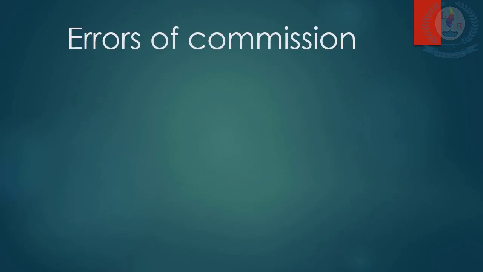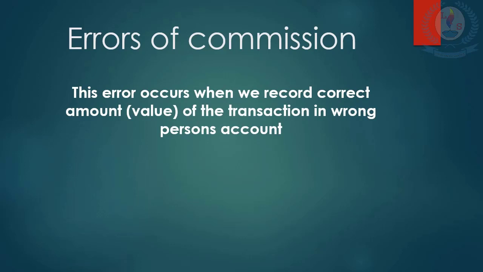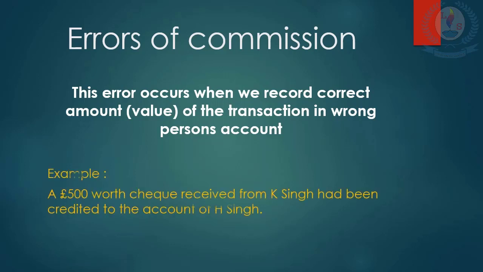errors of commission. This error occurs when we record the correct amount of the transaction in the wrong person's account. You have recorded the transaction, the amount is also correct, but you have recorded it in the wrong person's account. Example: a 500 worth check received from K Singh had been credited to the account of H Singh. The actual transaction has happened with K Singh, but you have recorded it in H Singh's account.